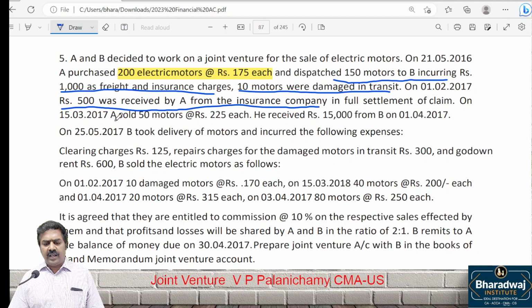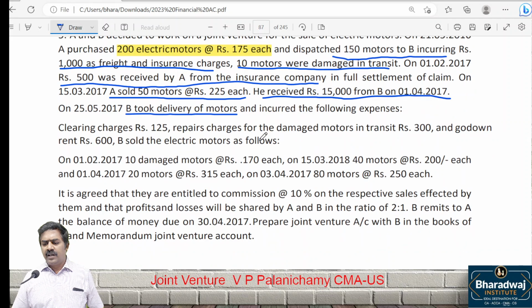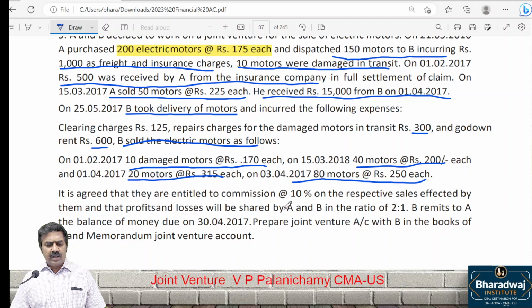A sold 50 motors at 225 each. He received 15,000 from B on 1/4/2017. B took the delivery of the motors and incurred the following expenses: clearing charges, repairs of damaged motors in transit 300, godown rent 600. He sold electric motors as follows: 10 damaged motors at 170 each, 40 motors at 200 each, 20 motors at 315 each, and 80 motors at 215 each.